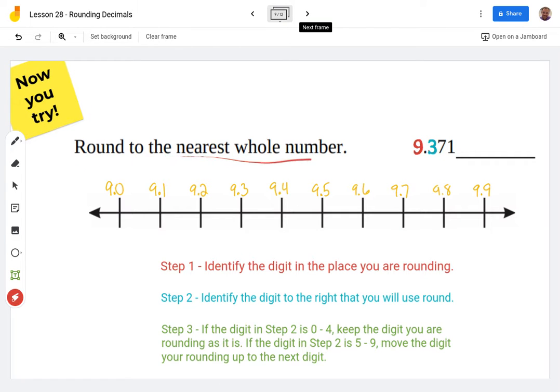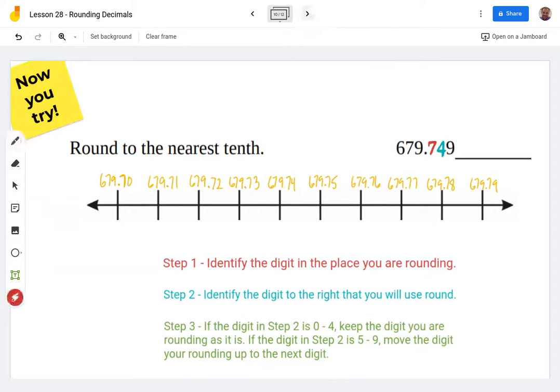Round this number to the nearest whole number, 9 and 371 thousandths. Okay, did you identify that the digit that we're rounding is the 9? That's the ones place. And the digit we'll use to round is in the tenths place, the 3. And since 3 is between 0 and 4, we'll keep the digit we're rounding, the 9, as it is. And so your final rounded answer should have been 9.